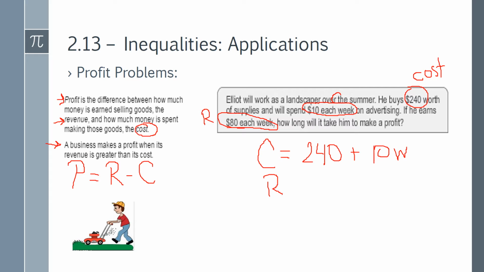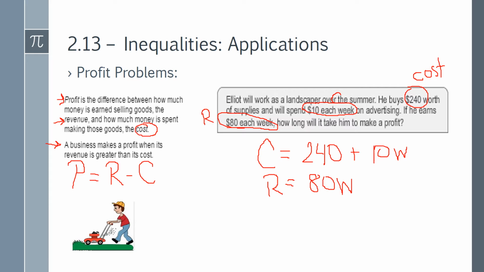His revenue equals $80 a week. So it's times the number of weeks he works for. How long will it take him to make a profit? So we want revenue minus cost to be greater than or equal to 0. That's when he starts making a profit.